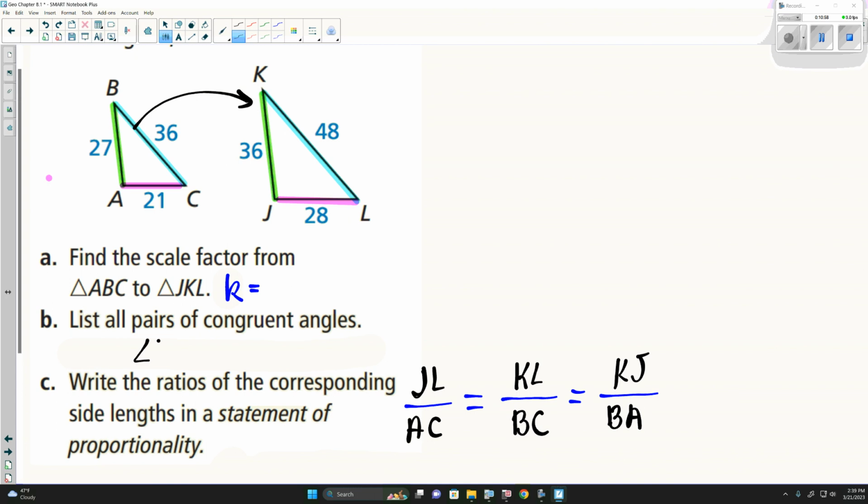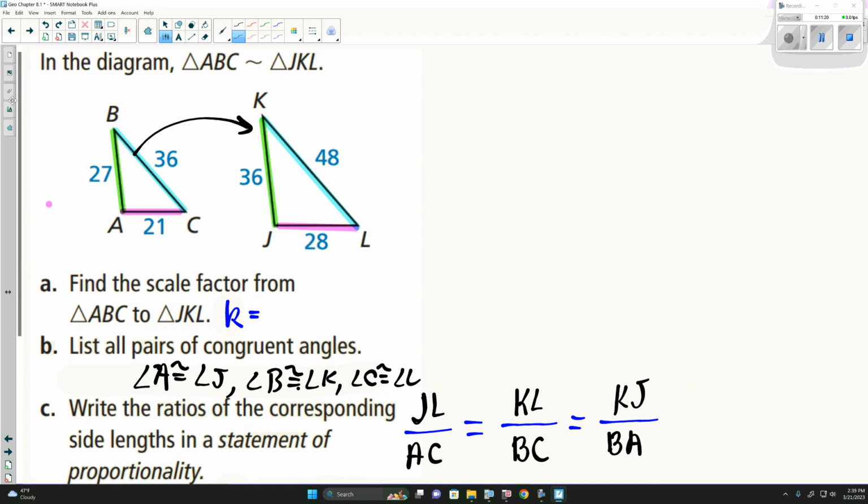Now the list of congruent angles. So we have angle what? Angle A is congruent to angle J. Angle B is congruent to angle K. And lastly, angle C is congruent to angle L. And again, that'll match up with our statements, A and J, B and K, C and L. Now the last thing we need to find is our scale factor.